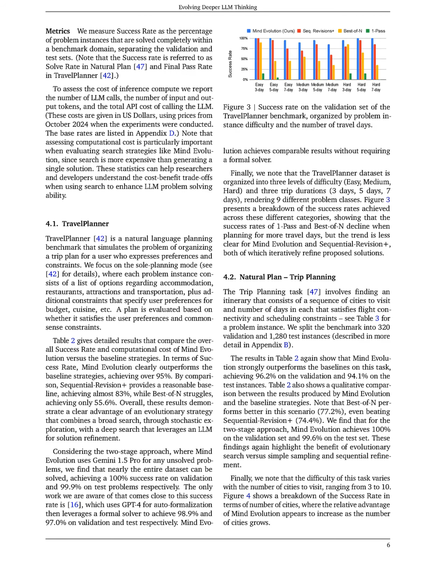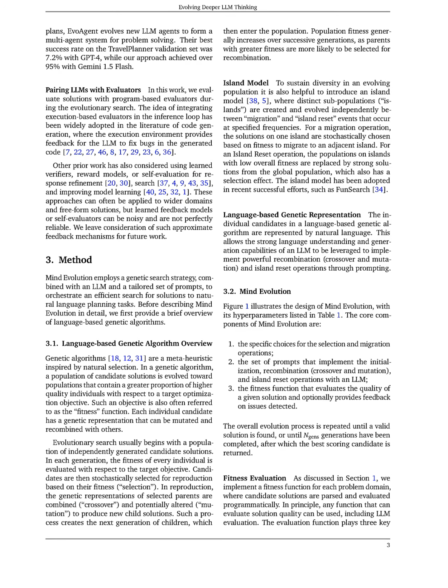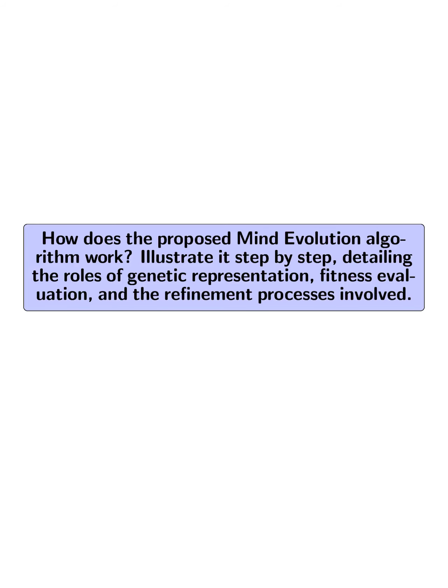This combination allows mind evolution to achieve significantly higher success rates, such as over 95% on the travel planner benchmark, compared to the 7.2% success rate of EvoAgent. How does the proposed mind evolution algorithm work? Illustrate it step by step, detailing the roles of genetic representation, fitness evaluation, and the refinement processes involved.